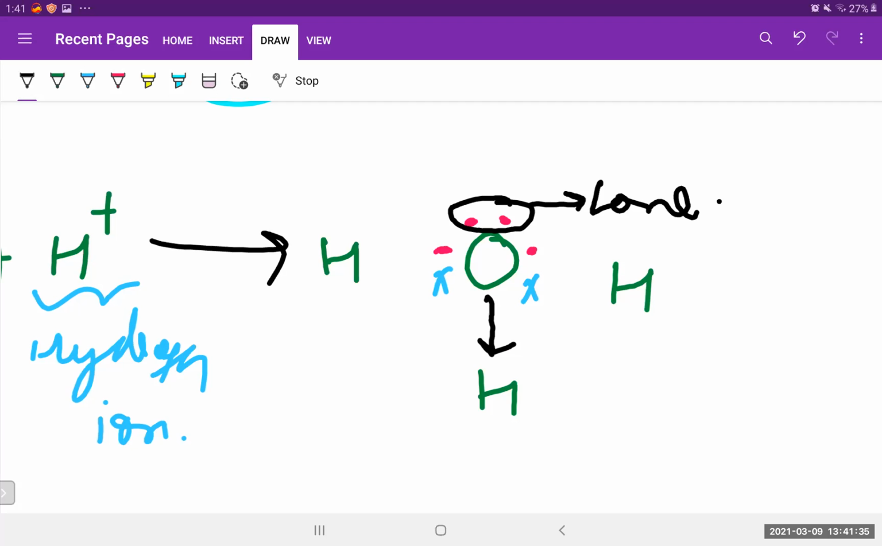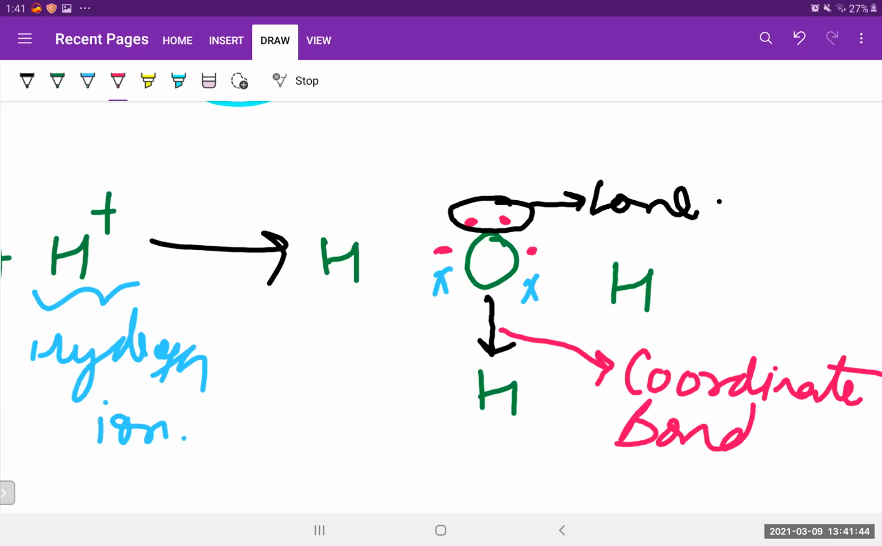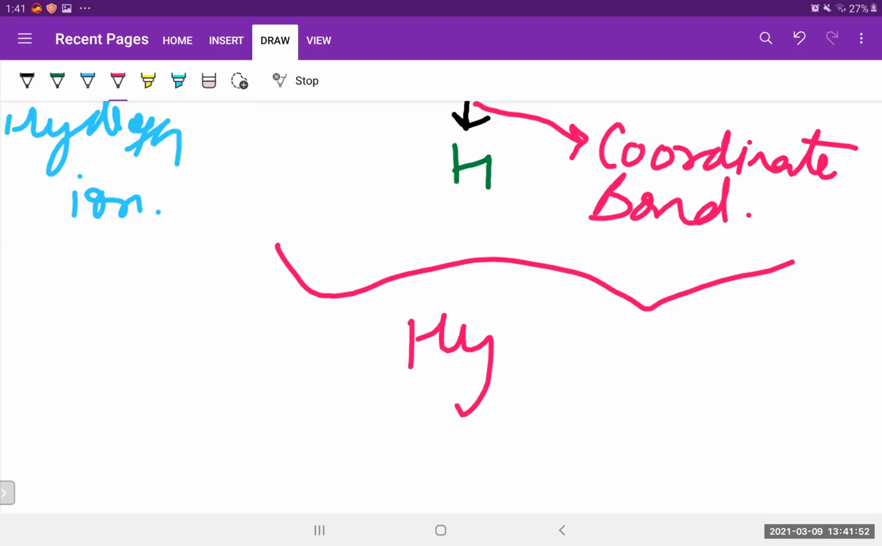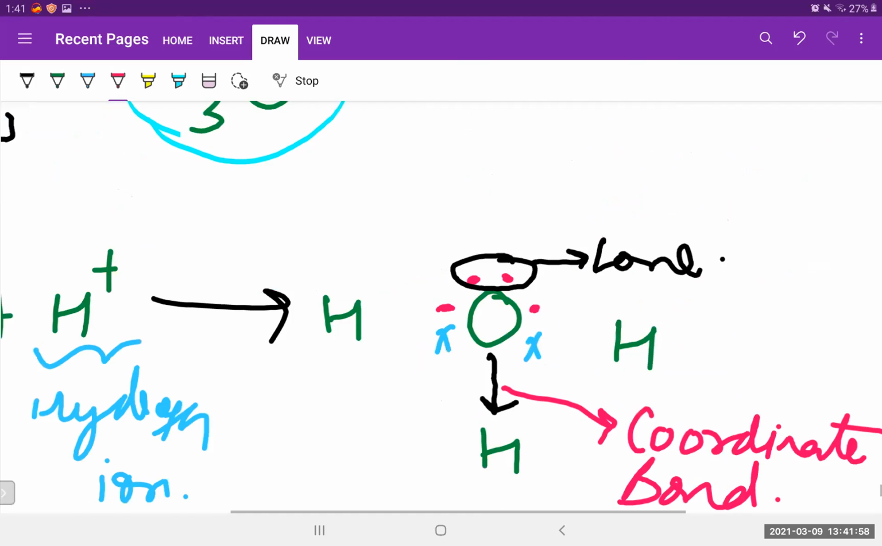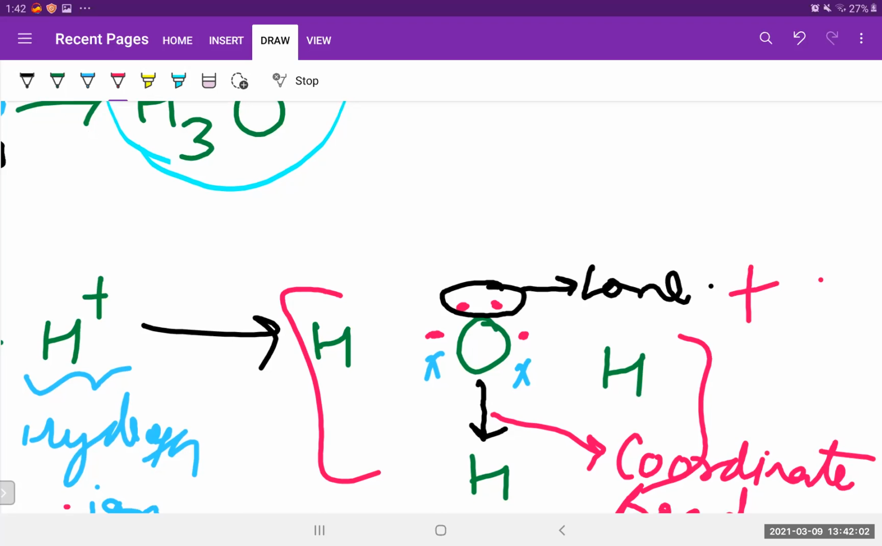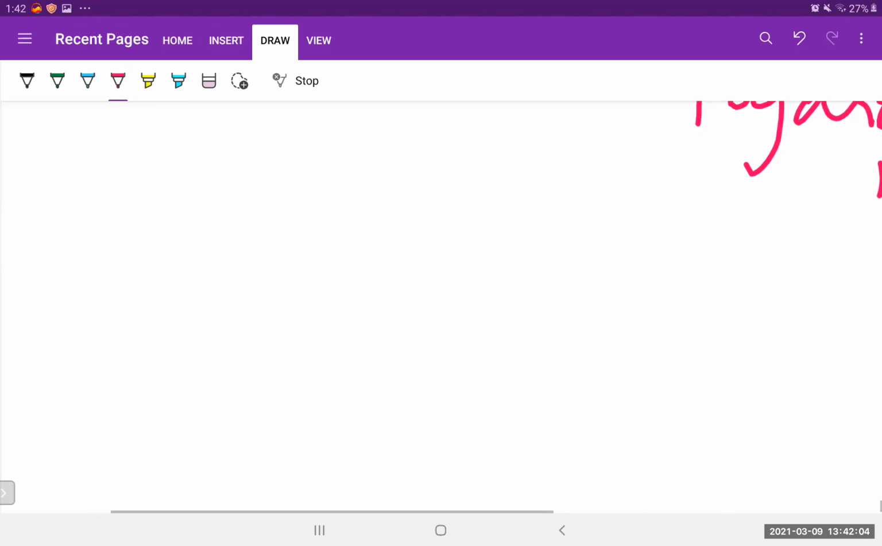Okay, so you have to just label it positively. Now see what is happening. This is the coordinate bond. Okay, this is the coordinate bond. Done. And this whole ion is a hydronium ion and it's having a positive charge. Okay, so it's having a positive charge. Is it clear?